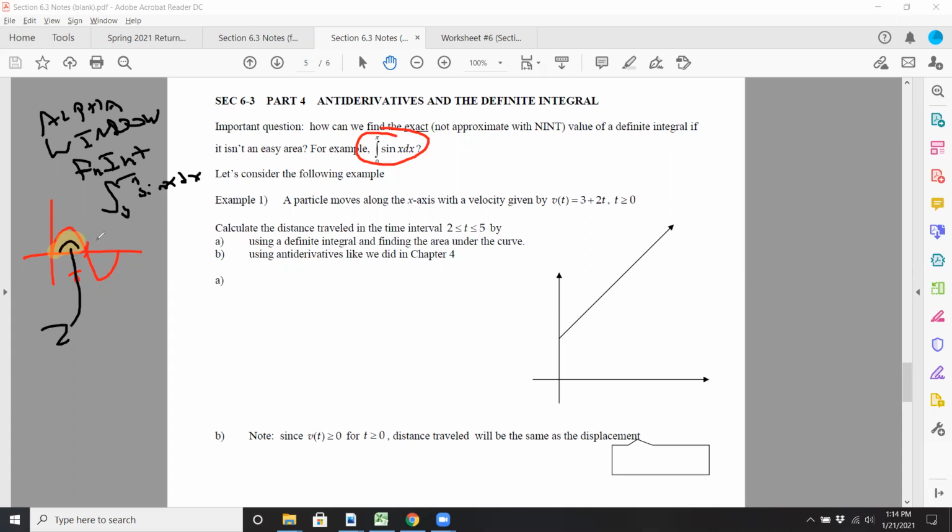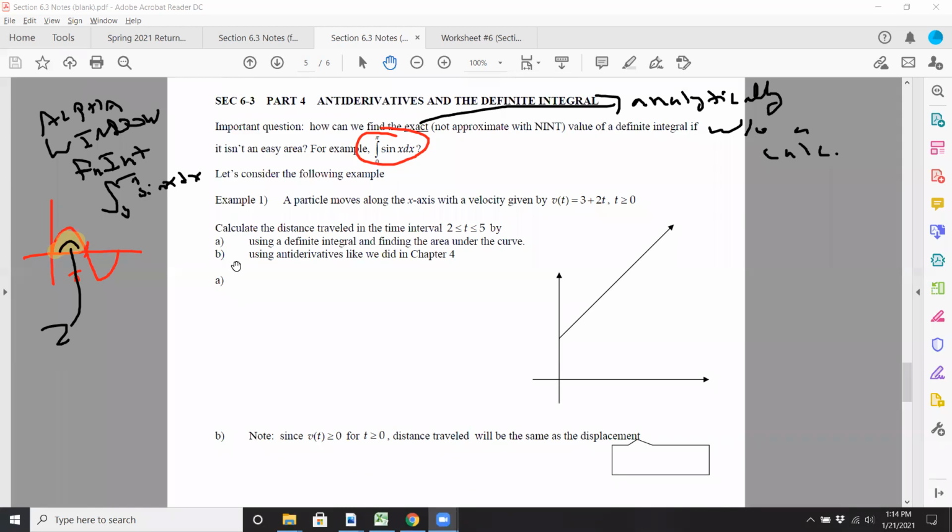But how do we do that to get an exact answer? So basically, analytically, without a calculator. Let me spell that a little bit better. Analytically. Without a calculator. Because again, when we do this, it's giving us an approximation.